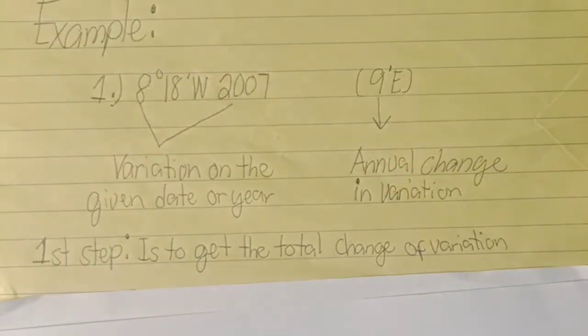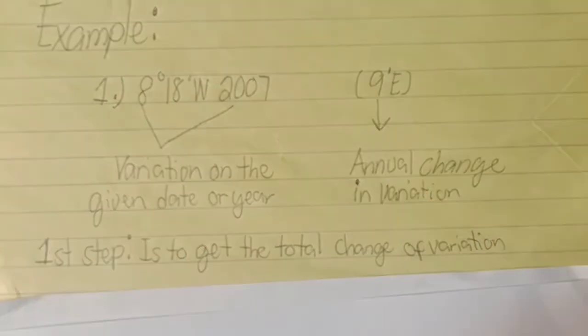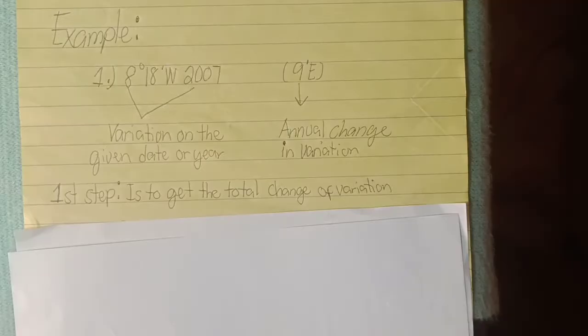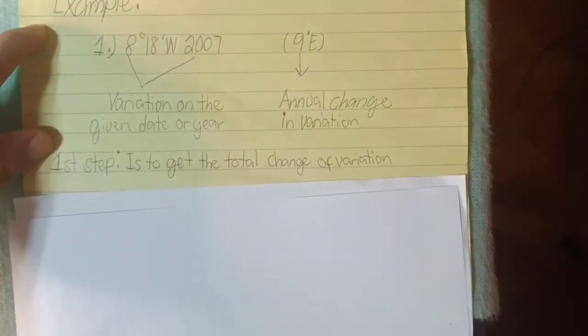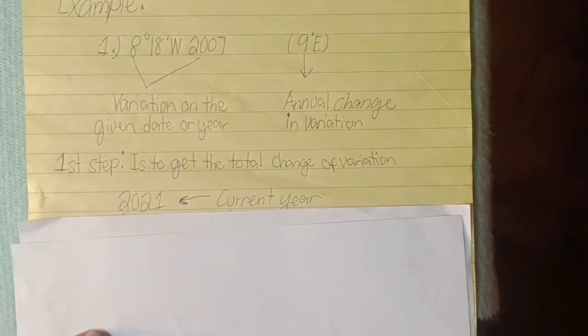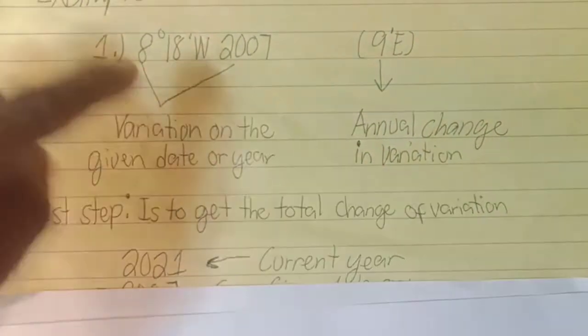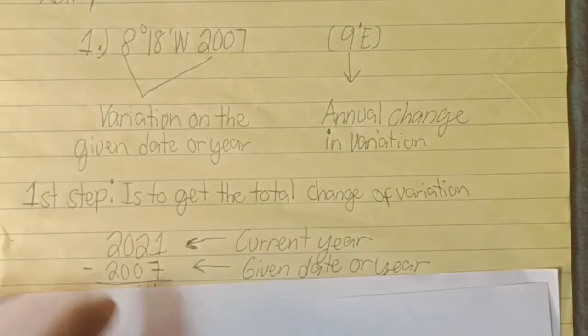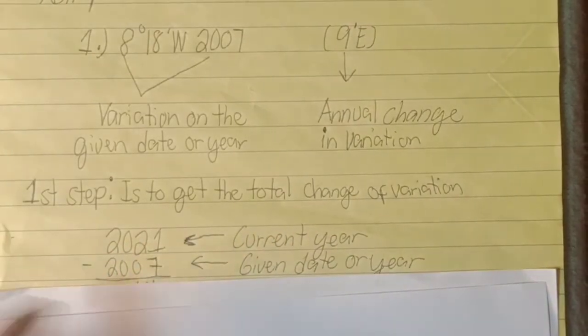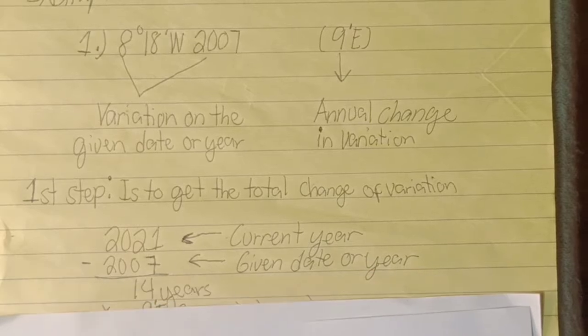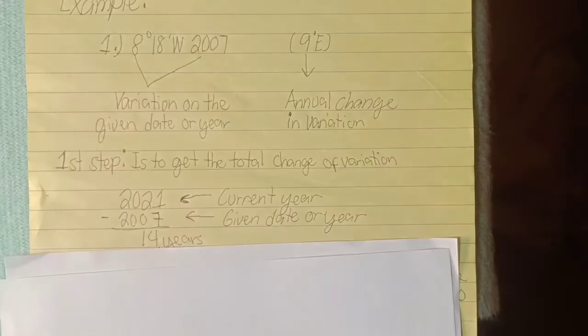The first step is to know the total change of variation. To get the total change of variation, we need to get how many years it has been since the date it was published. We are going to use 2021 as the desired year, our current year. We subtract the given year 2007. So 2021 minus 2007 is equal to 14 years.